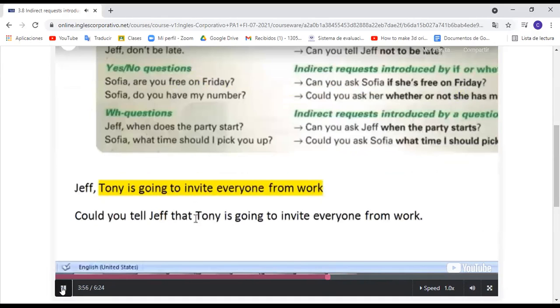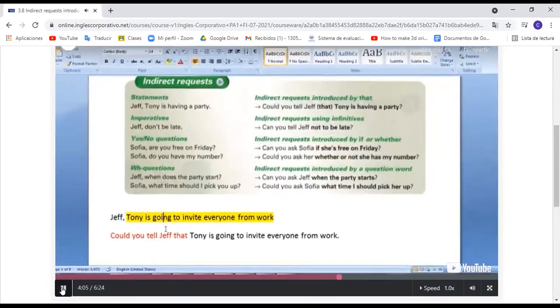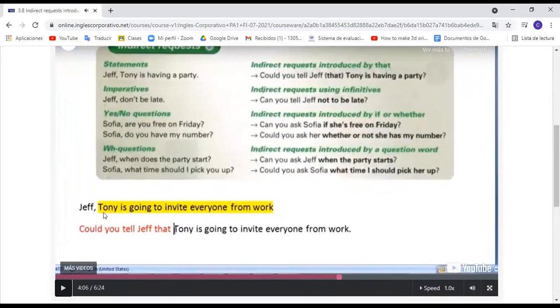We have the same thing, we only added, and I'm going to highlight that in red, could you tell Jeff that, right? Because the message is for Jeff once again, right? Very clear, right? The sentence, Tony's going to invite everyone from work, indirect request, only put, could you tell, and then the person, could you tell Jeff that, and then the same sentence, because it's only informing. So you don't have to change the sentence, only add the request. Could you tell Jeff that Tony is going to invite everyone from work? Now I highlight that in yellow so you can see. So this was the only thing that we added.